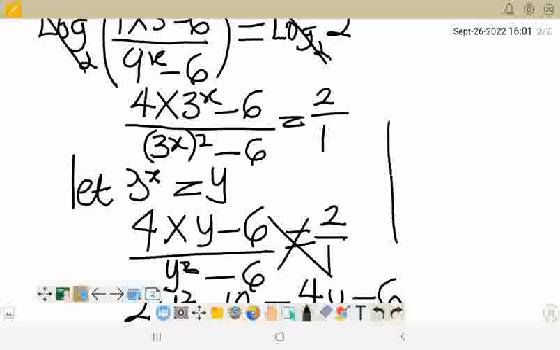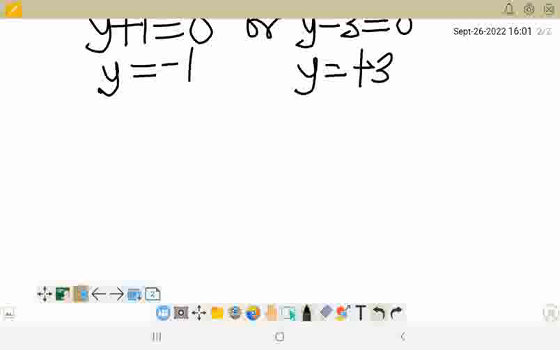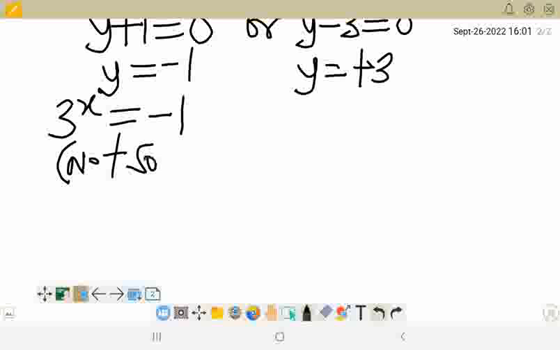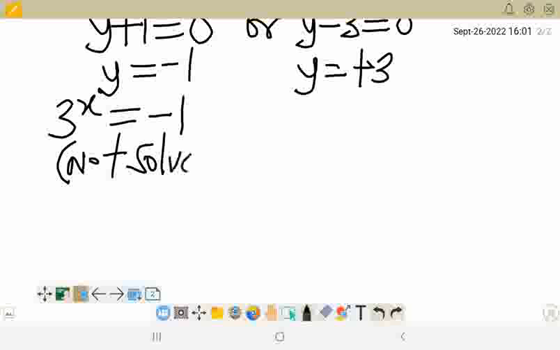So substituting in, 3 raised to the power x equals y. Y is minus 1 here. This side is not solvable because of the negative value of minus 1. So we're going to ignore this side in our solution.